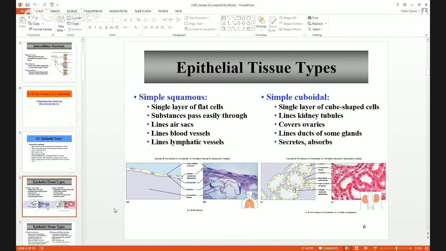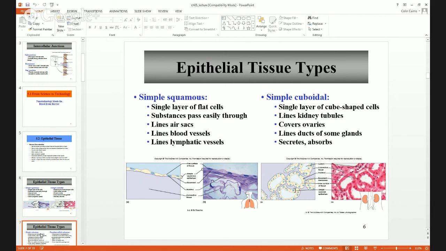So here are the types of epithelial tissues. Simple squamous are single layer flat cells. Substances can permeate them easily. They line the air sacs, blood vessels, and lymphatic vessels. Simple cuboidal is a single layer of cube-shaped cells. They line the kidney tubules, they cover the ovaries, line ducts of some glands, and their function is to secrete and absorb.